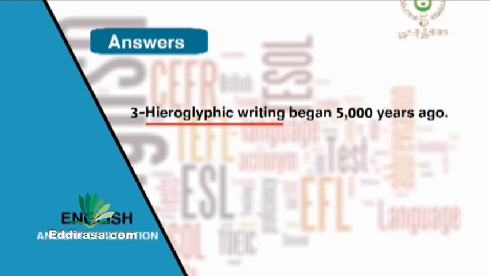The underlined words are a subject. They represent something. So the question word is what? Remember that we don't use did here because the question is about the subject. So the question is, what began 5,000 years ago?